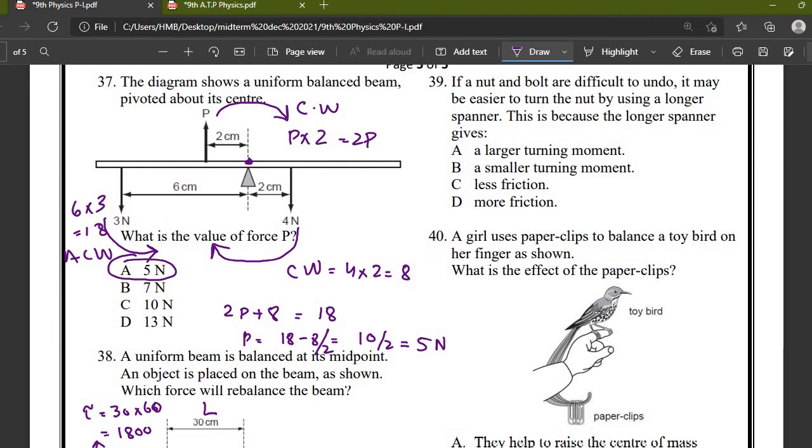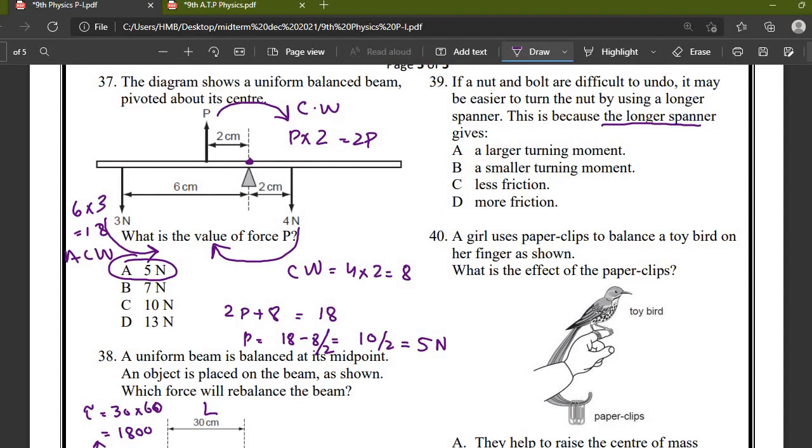Let's see question number 39. If a nut and bolt are difficult to undo or loosen, it may be easier to turn the nut by using a longer spanner. This is because the longer spanner has a greater moment arm, and this greater moment arm will help us to easily loosen the nut. So a larger moment arm is the right answer.